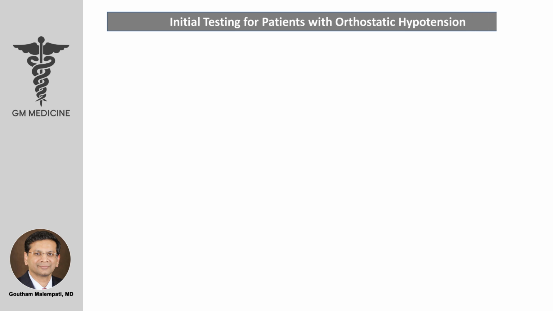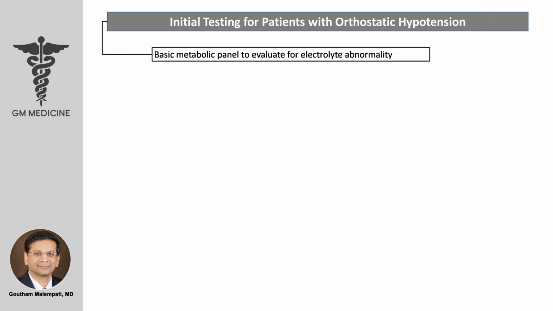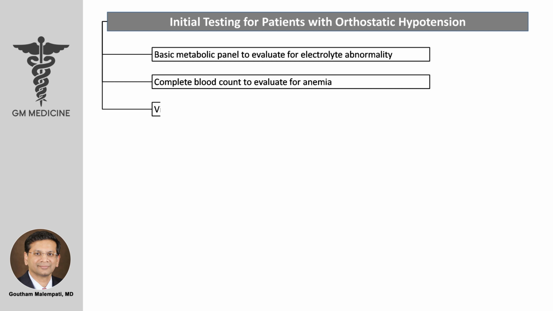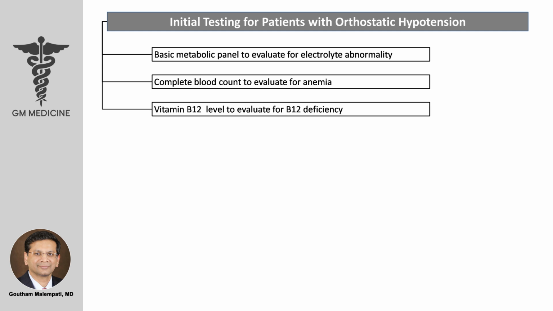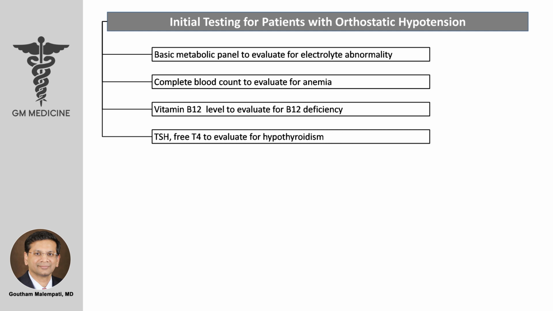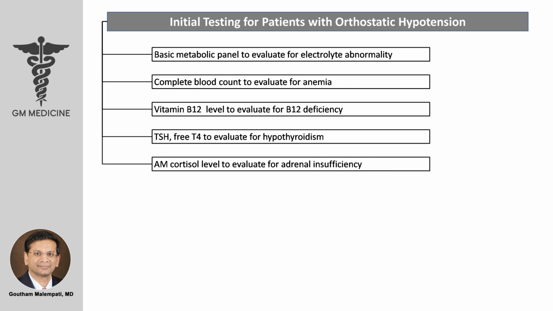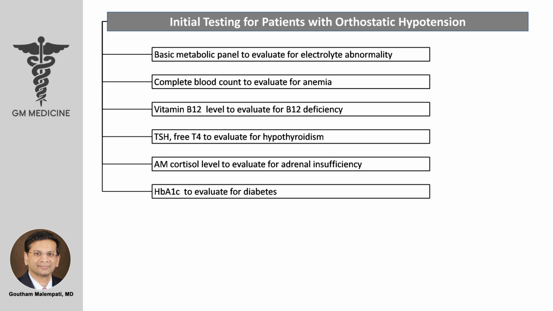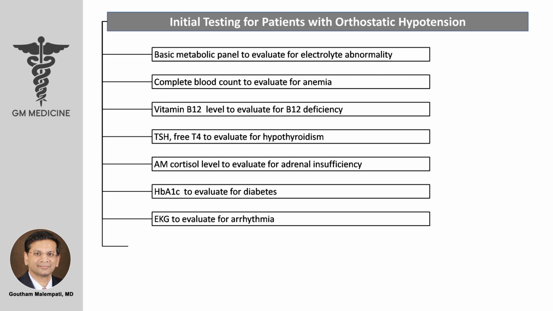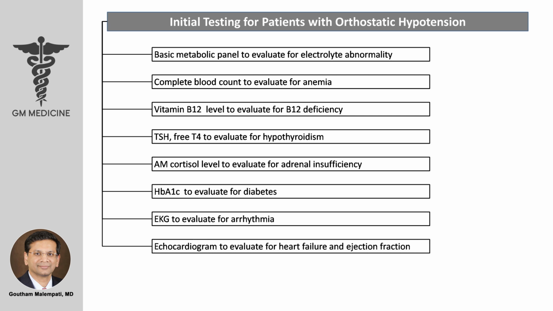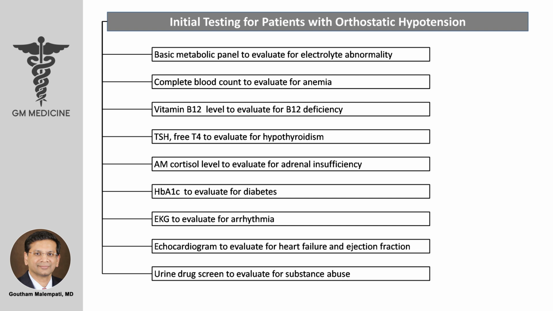Initial testing for patients with orthostatic hypotension includes a basic metabolic panel to evaluate for electrolyte abnormality, complete blood count to evaluate for anemia, vitamin B12 level to evaluate for B12 deficiency, TSH and T4 to evaluate for hypothyroidism, AM cortisol level to evaluate for adrenal insufficiency, hemoglobin A1C to evaluate for diabetes, EKG to evaluate for arrhythmia, echocardiogram to evaluate for heart failure and ejection fraction, and urine drug screen to evaluate for substance abuse.